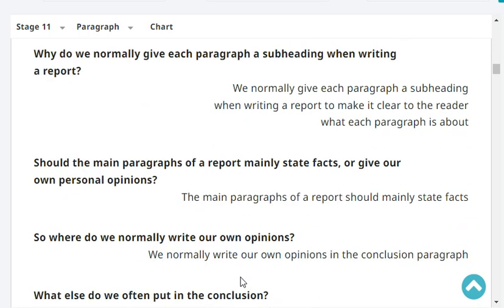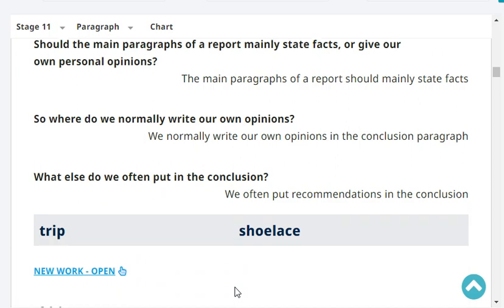Right? Should the main paragraph of a report mainly state facts or give our own personal opinions? The main paragraphs of a report should mainly state facts. Very good.